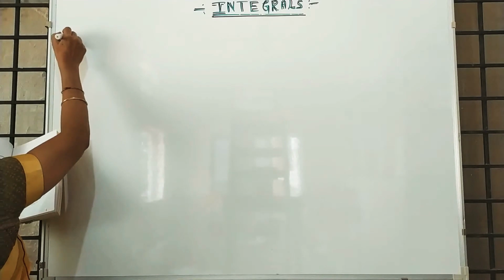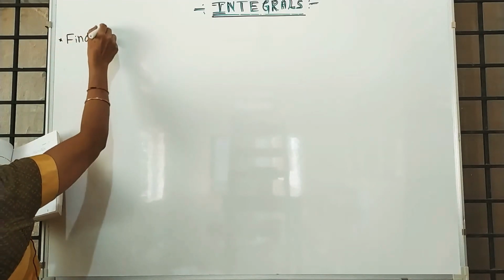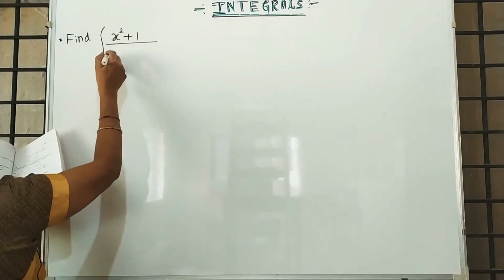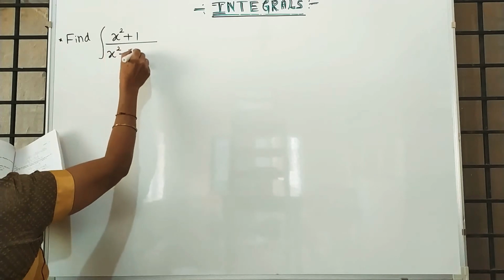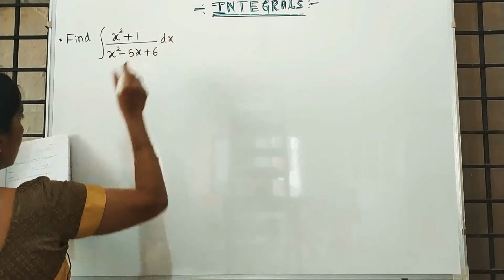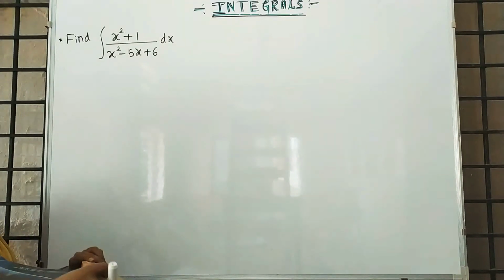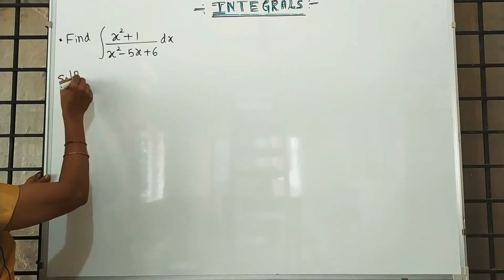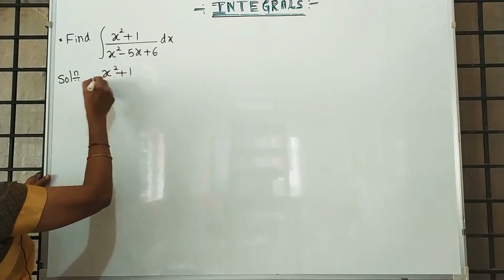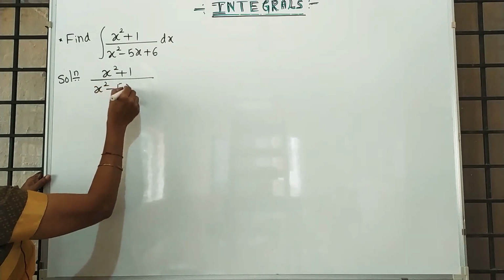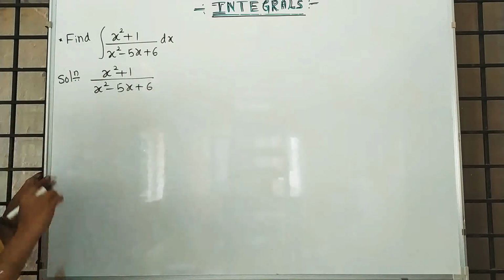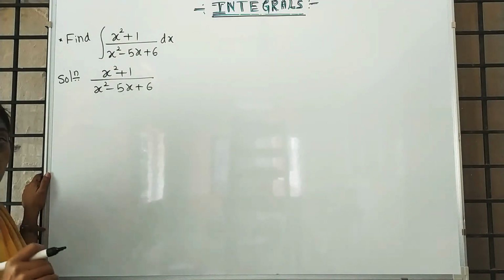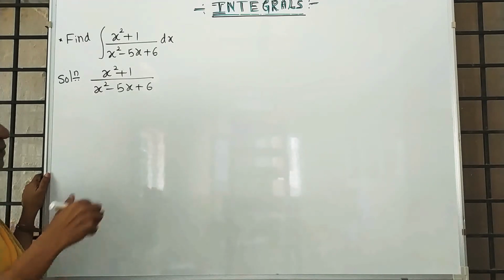See, the question is: find the integration of x square plus 1 upon x square minus 5x plus 6. As you know, we always have to first check whether it is proper or improper. In the solution, first we have to identify. In the numerator x power is 2, in the denominator also x power is 2. That means the powers are equal. If the powers are equal, then it is an improper fraction.